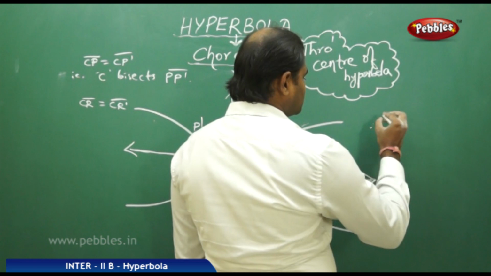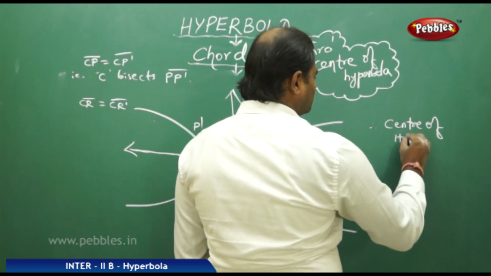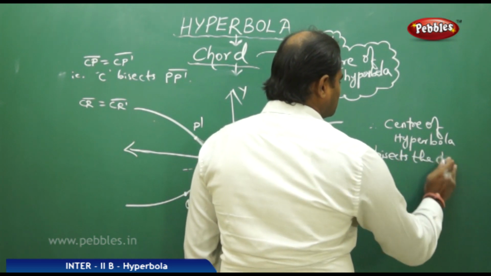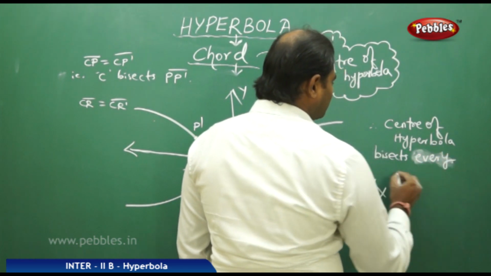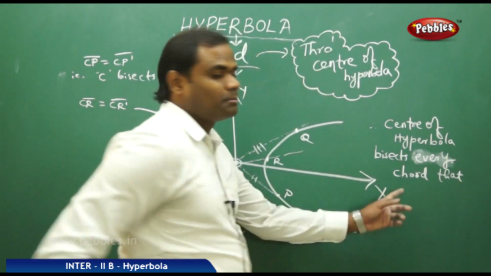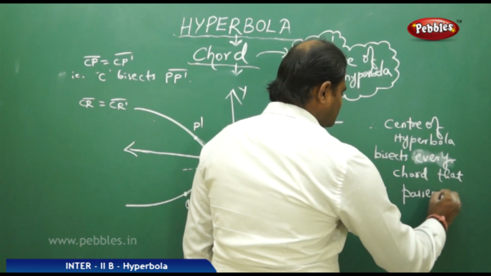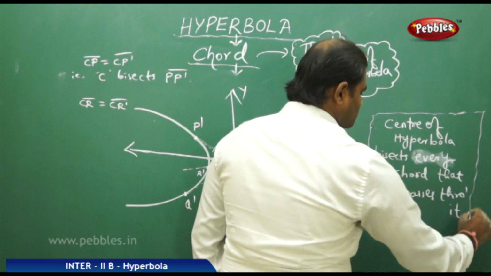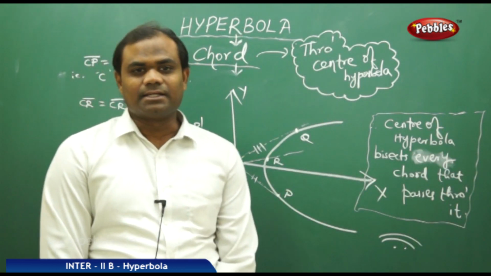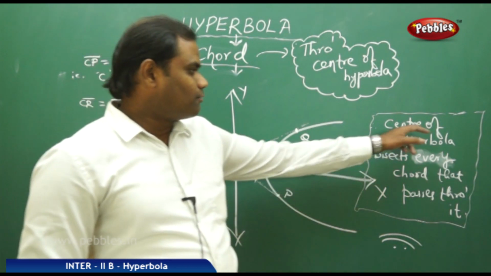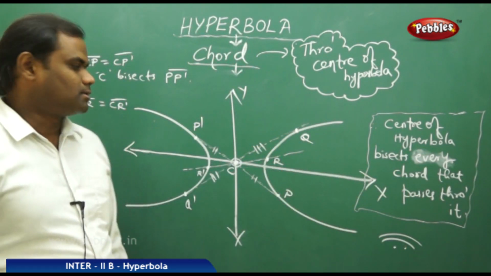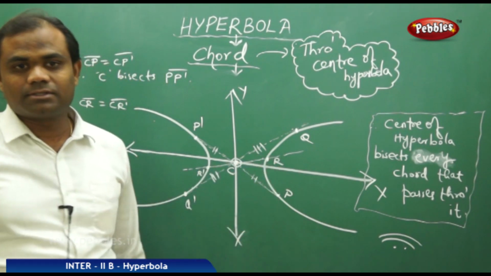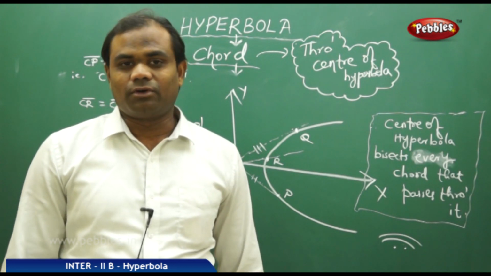Therefore, I conclude that the center of the hyperbola bisects every chord that passes through it. This is how I identify the geometrical property connecting the center of the hyperbola with the chord. Any chord I take which passes through the center is bisected: this equals this, and this equals this. This is how we understand the geometric property connecting the center of the hyperbola with the chord.